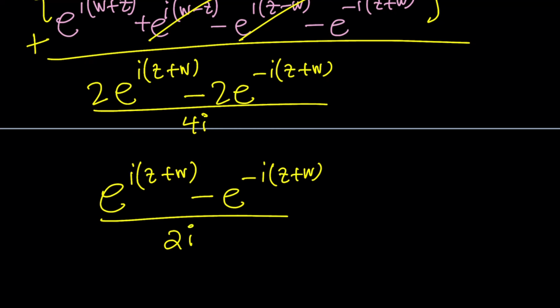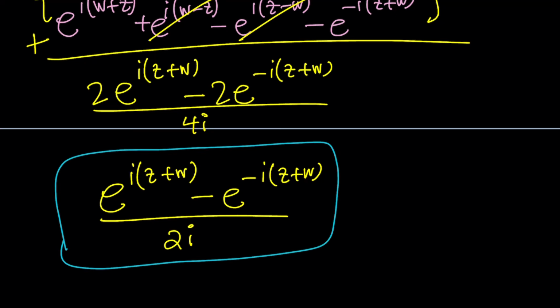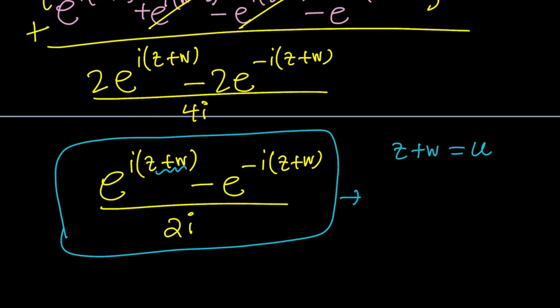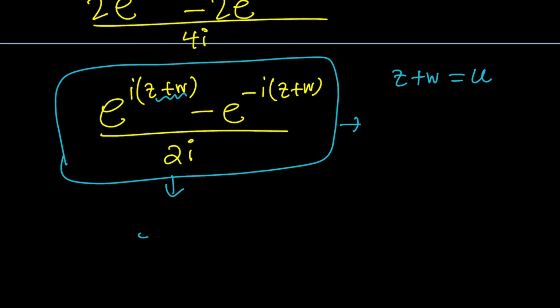Now take a good look at this. What does this look like? If you don't see it right away, don't worry, because you can use substitution to make it a little easier on yourself. Suppose z plus w is equal to u, right? Then we get something like e to the iu minus e to the negative iu, divided by 2i.